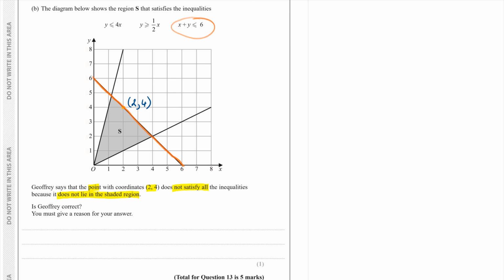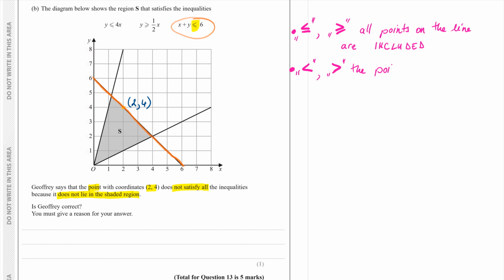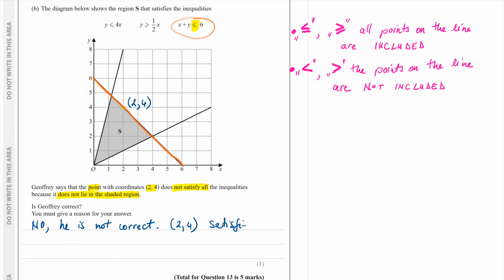In these type of questions, you need to know that when you have the symbols less than or equal to and larger or equal to, all points on the line are included. And when you have the symbols less than or larger than, the points on the line are not included. To answer the question, is Jeffrey correct? No, he's not correct. The point 2, 4 satisfies the inequality x plus y less than or equal to 6, because if you replace the values of x, 2, plus y being 4, it works out as 6, which fits the statement less than or equal to 6.